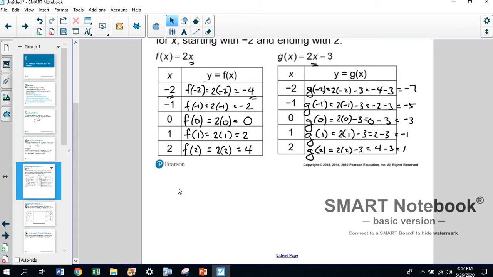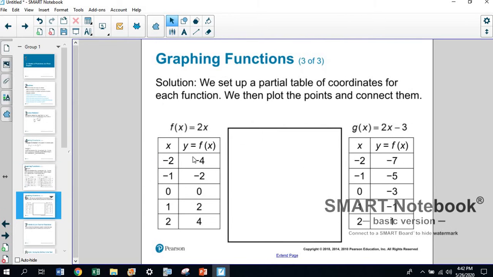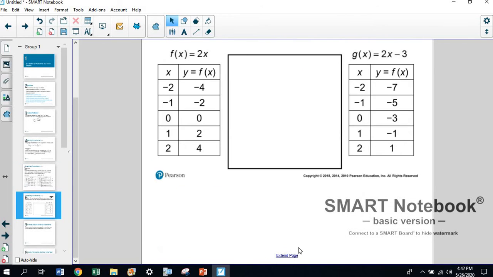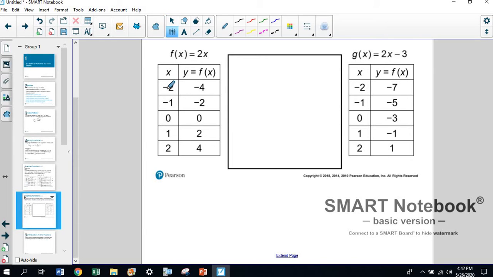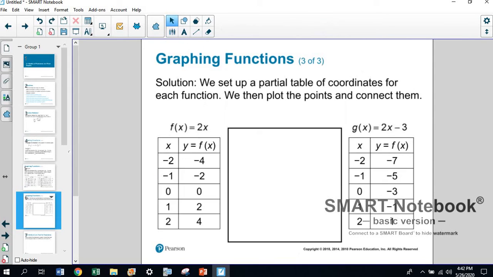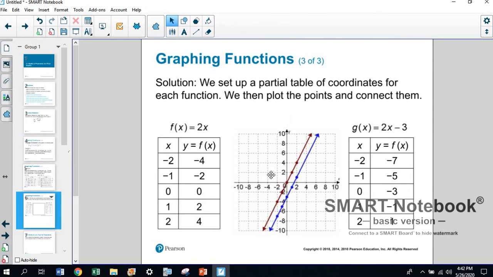So if you take a look at the next page, then what you'll see here, I've just copied these down to make them look a little nicer. All right, here's your function values. And so what does that mean? On a graph, that means we get the point -2, -4, -1, -2, that kind of thing. And so, okay, so for both these graphs, what do we have here? Here you can see in red, -2, -4 is right here. -1, -2 is right here. 0, 0 is right there at the origin. 1, 2, 2, 4. We plot those points.